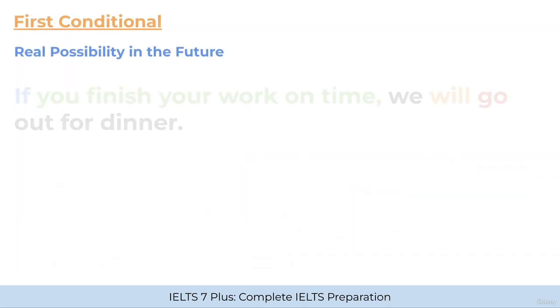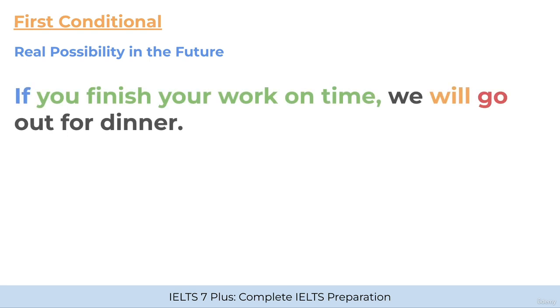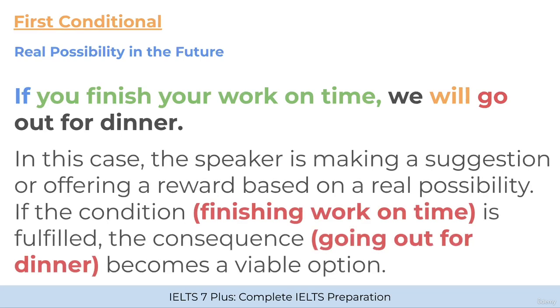Okay, another one. If you finish your work on time, we will go out for dinner. So what is the condition? Finishing work on time. That's what has to be fulfilled. And then the consequence will take place, which is going out for dinner. This becomes a real possibility then. This word consequence is an interesting one. It has a negative connotation, but here it's used in a positive situation. So then this becomes real.